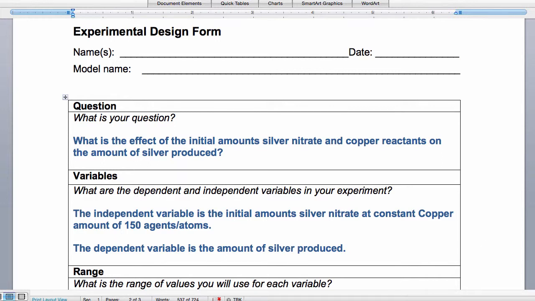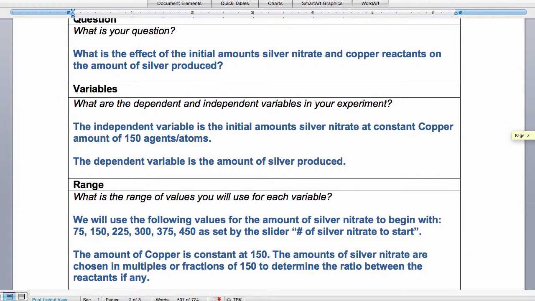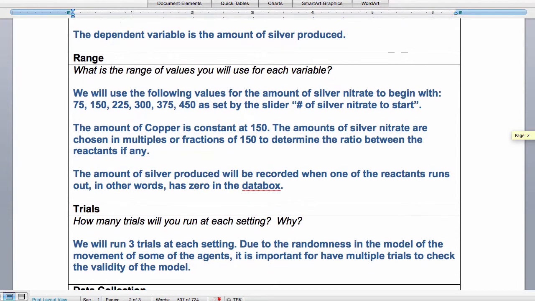You also want to think about what are the values that I'm going to test and try, and there might be a reason behind that, there might not be, except that you want something that is valid in your experiment that you can actually try. So the amounts of silver nitrates that I'm going to use are 75, 150, 225, 300, 375, and 450.